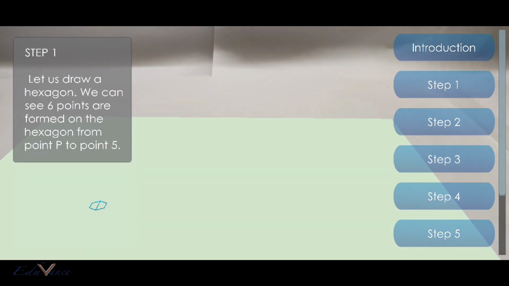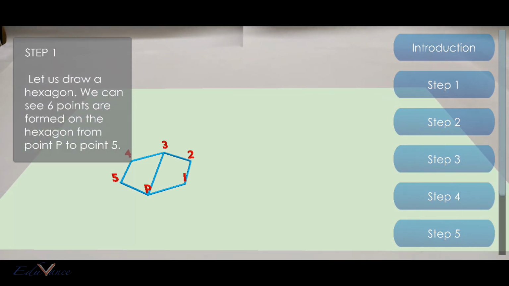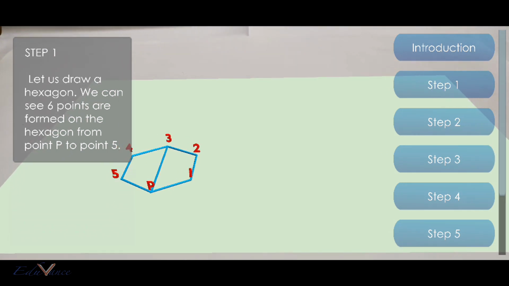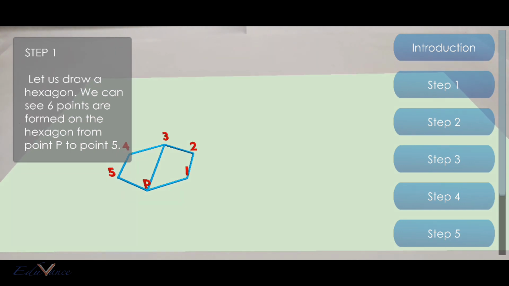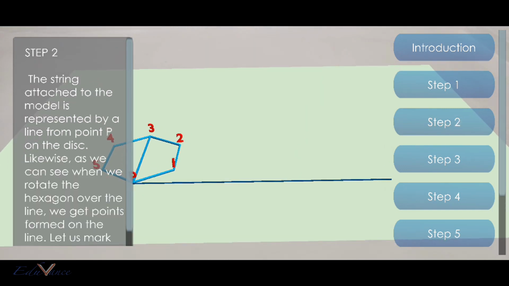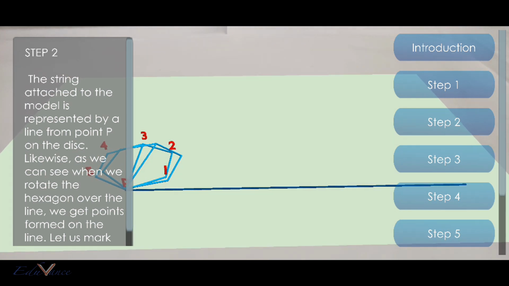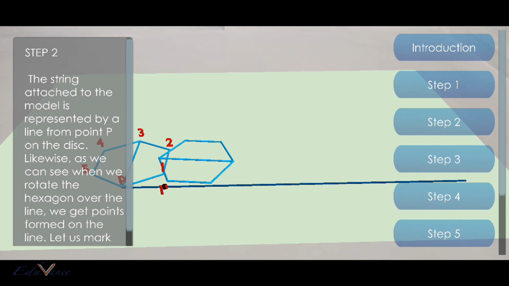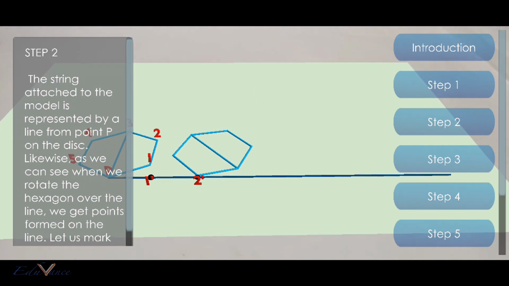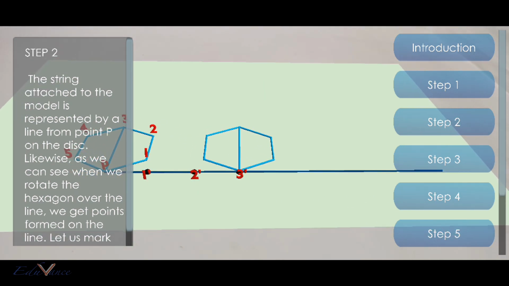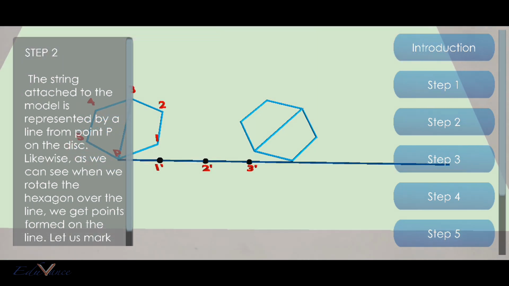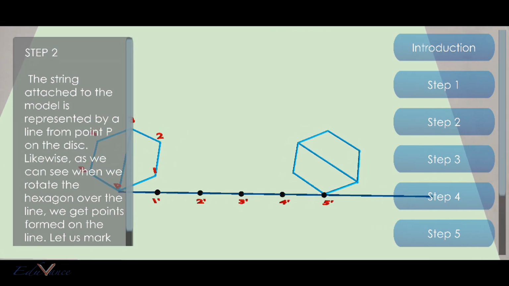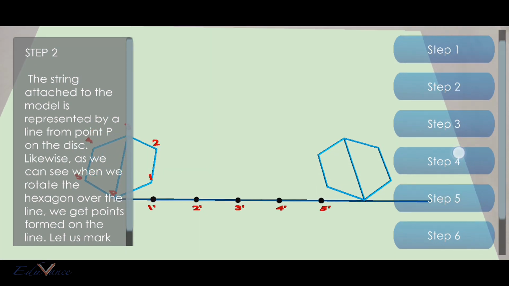Introduction. Step 1. Let us draw a hexagon. We can see 6 points are formed on the hexagon from point P to point 5. Step 2. The string attached to the model is represented by a line from point P on the disk. Likewise, as we can see, when we rotate the hexagon, we get points formed on the line. Let us mark the points as 1' to 5' and mark the end point of the line as P'.